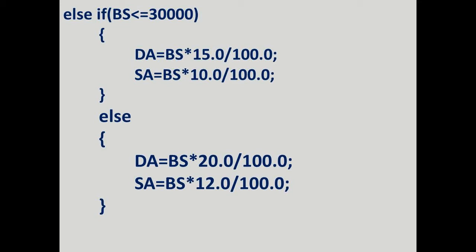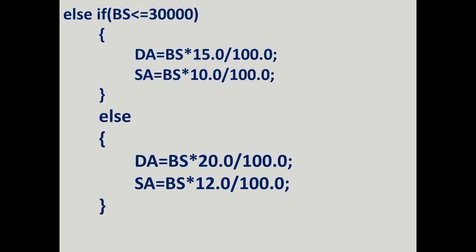for that last condition. That means greater than 30,000, we have to give only else, and open the curly bracket. DA is equal to BS into 20.0 divided by 100.0. SA is equal to BS into 12.0 divided by 100.0. Then close the bracket. All calculations finished.